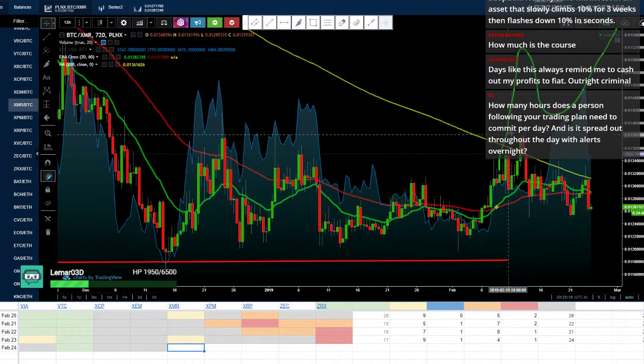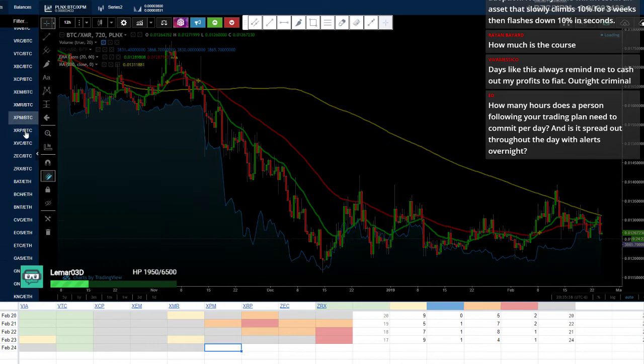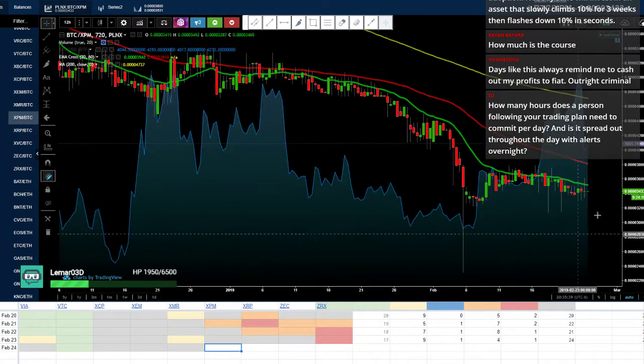XMR is probably pulled back from where it was. Yep, okay, but it's still neutral. Neutral, and I like that it's got higher lows here. So it's got higher lows, higher lows, higher lows, and even after that Bitcoin pullback, it's still maintaining the higher lows. That's bullish. XPM and then Ripple, the controversial Ripple. This one I'll say is neutral.